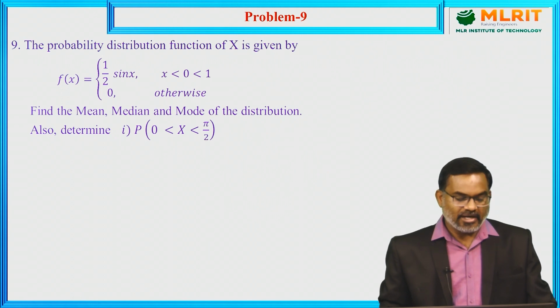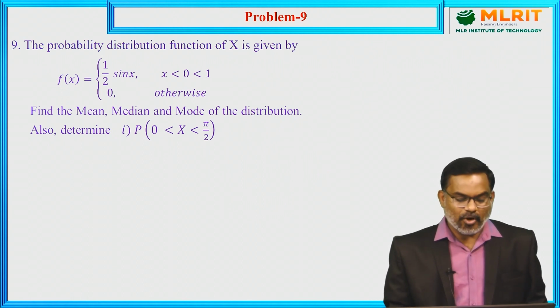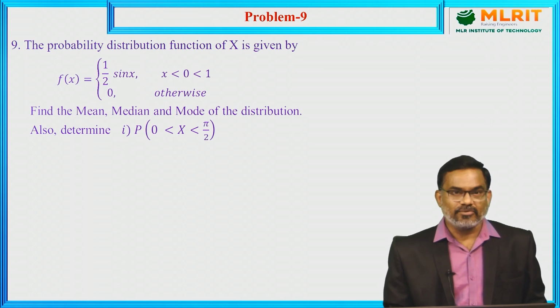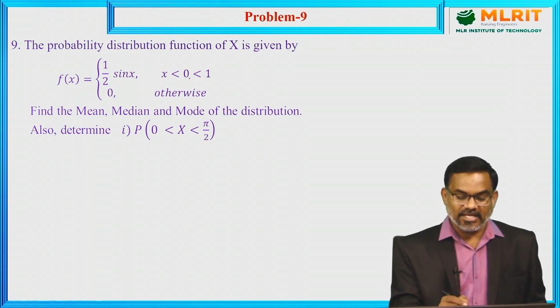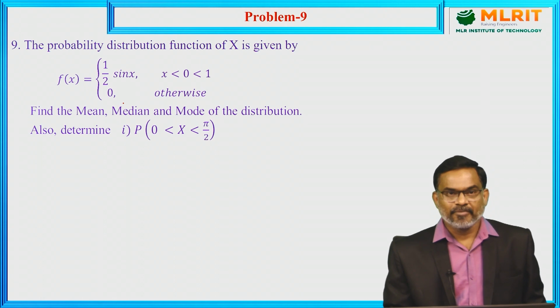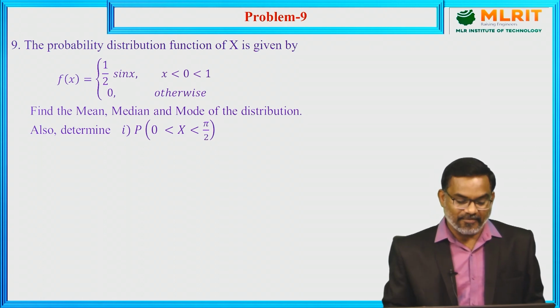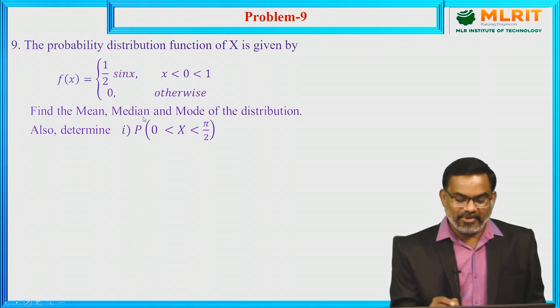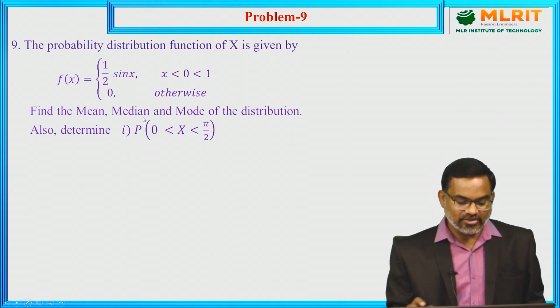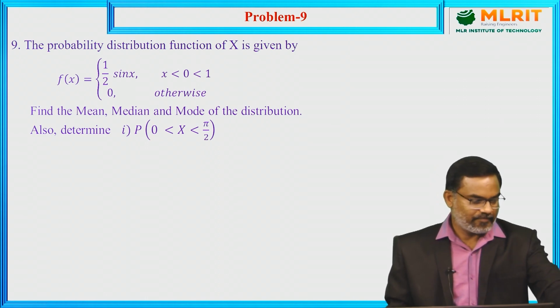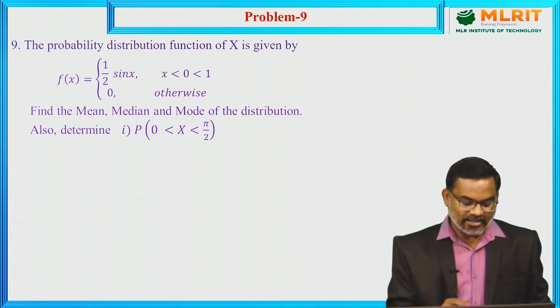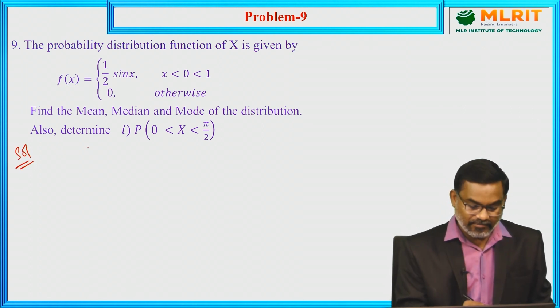Similarly, let us consider this example. The probability distribution function of capital X is given by f of x equal to 1 by 2 sin x, where x lies between 0 and pi, 0 otherwise. So, the density function is given, and find the mean, median and mode of the distribution. Also find the probability of 0 less than x less than pi by 2. So, here we need to find the mean, median and mode.